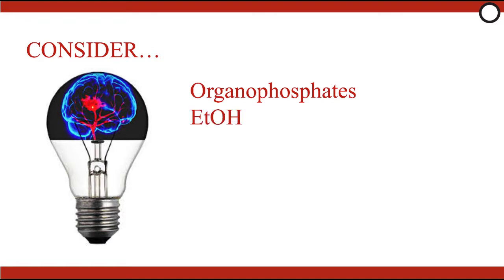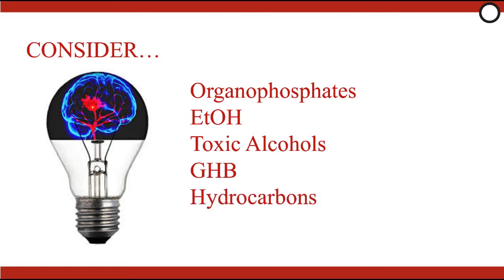Next, consider alcohol. Toxic alcohols like methanol, ethylene glycol, and isopropyl alcohol. VBGs and electrolytes to help calculate anion gaps and osmolar gaps will be helpful here. Also consider GHB, hydrocarbons, and other sources for a decreased LOC. Your non-toxicology differential, such as intracranial pathologies, sepsis, etc., are all still really important.